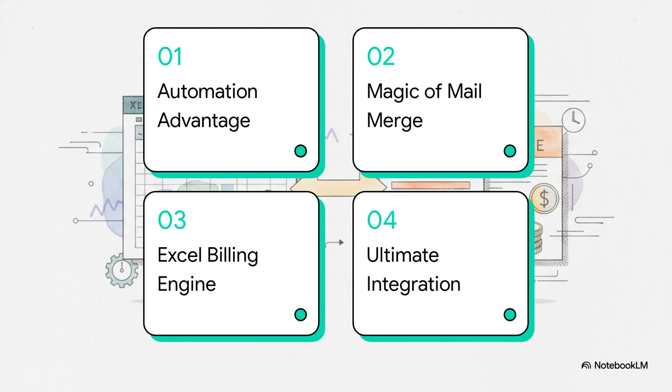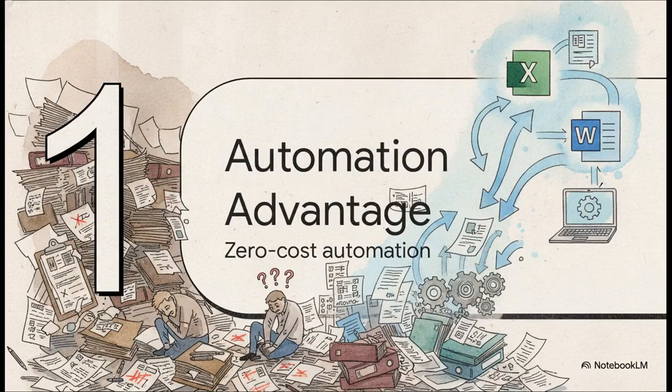First, we'll look at the automation advantage. Second, we'll unpack the magic of mail merge. Third, we'll build the Excel billing engine. And finally, we'll bring it all together in the ultimate integration. Section 1, the automation advantage.